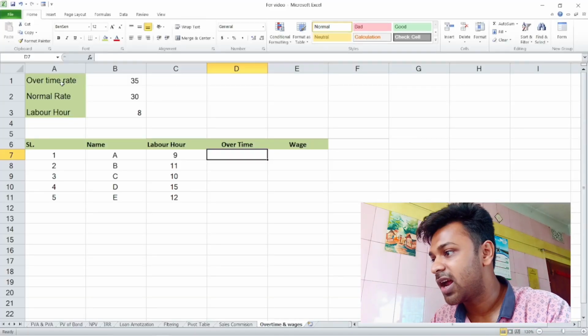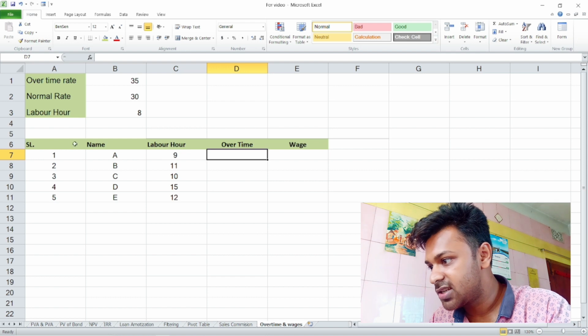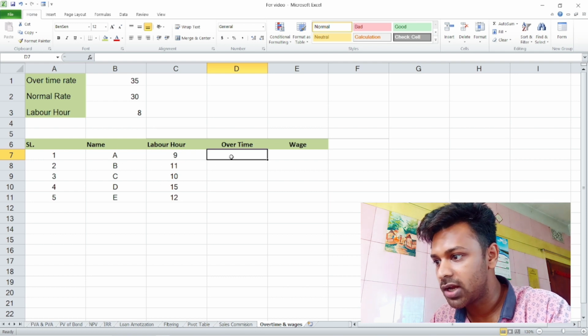Here is some data. Overtime rate is 35, normal rate is 30, and labor hour is 8. And here is our serial number, and here are our workers, and their labor hours are here. Now we will calculate the overtime.